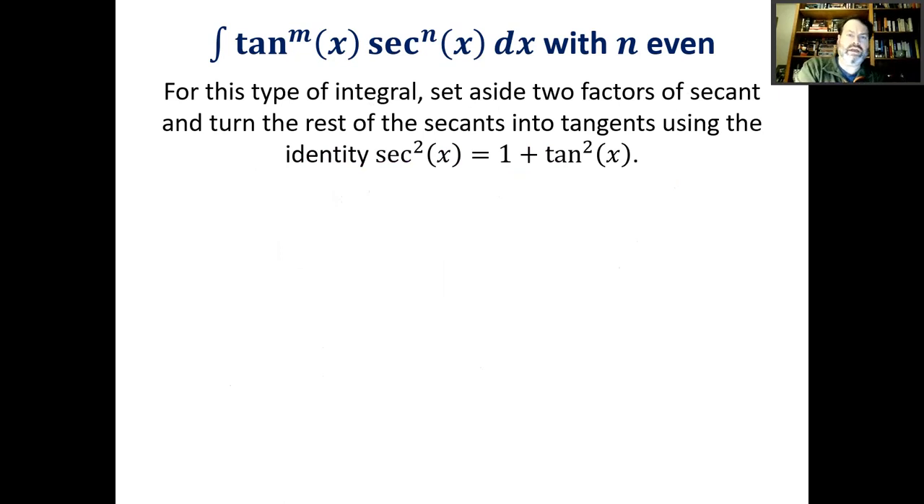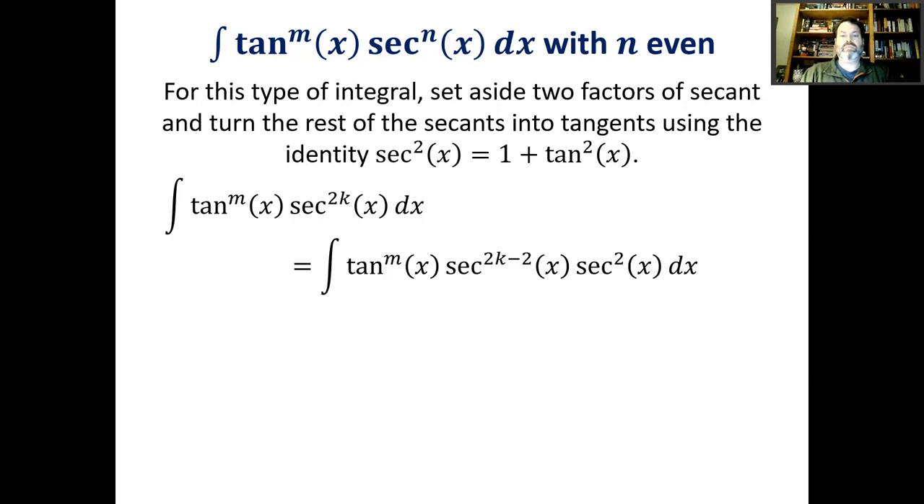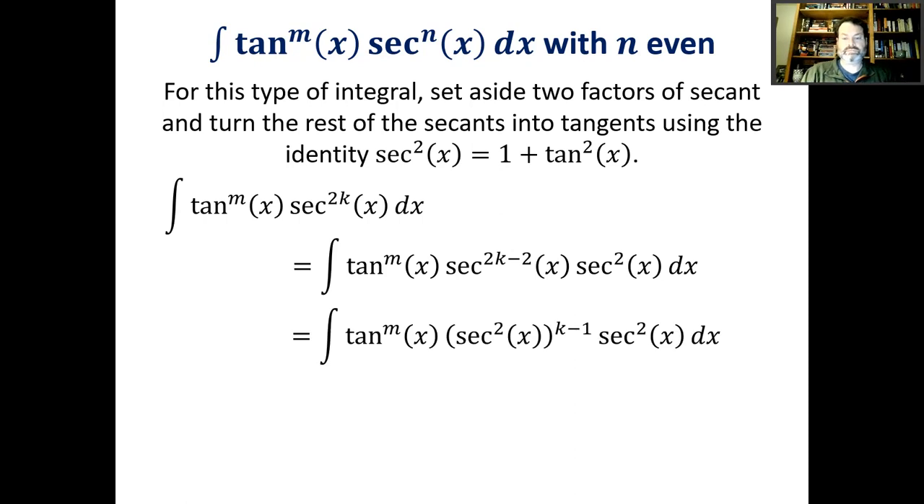All right, now we're going to look at secants and tangents. For this type of integral, this is when n is even. Set aside 2 factors of secant, turn the rest of the secants into tangents using the identity secant squared is 1 plus tangent squared. So again, we're saying that n is even, so secant is to the 2k power. Pull out a secant squared. And you can see that it just factors into this.